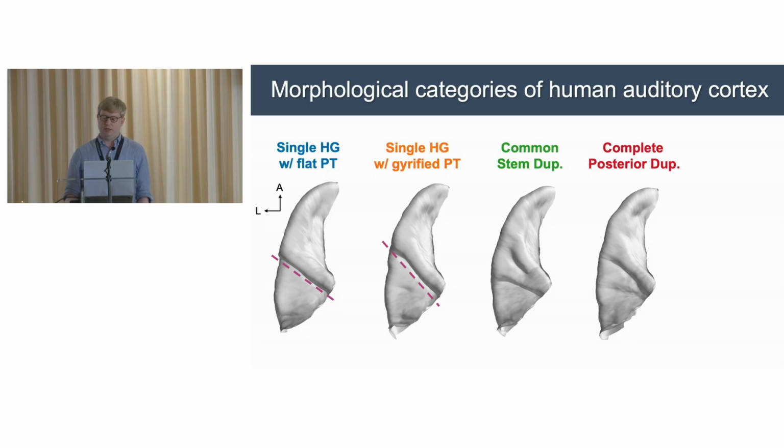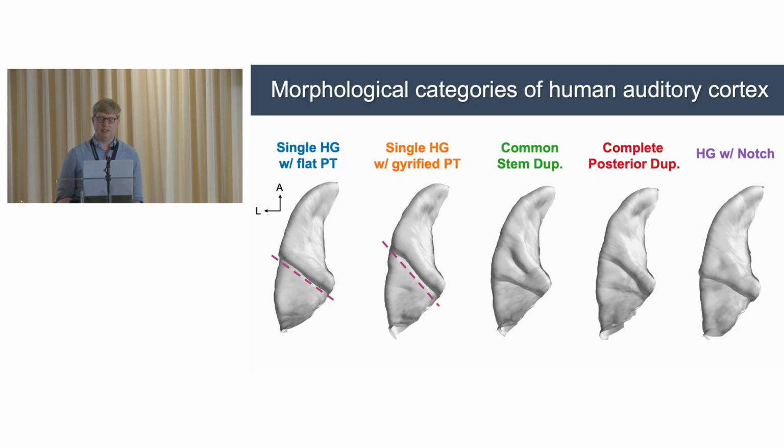Finally, the clustering algorithm returned a fifth category, and I can't tell you, I was delighted to see this one, even though I didn't expect it, which is a single Heschl's gyrus with a notch in it. When we've been labeling these by hand, we see this one again and again, and when you see it, you're just like, is it a single gyrus? Is it a common stem duplication? Why doesn't the sulcus run the whole way? It's existentially challenging to identify this gyrus. And it's nice to think of it as its own category.